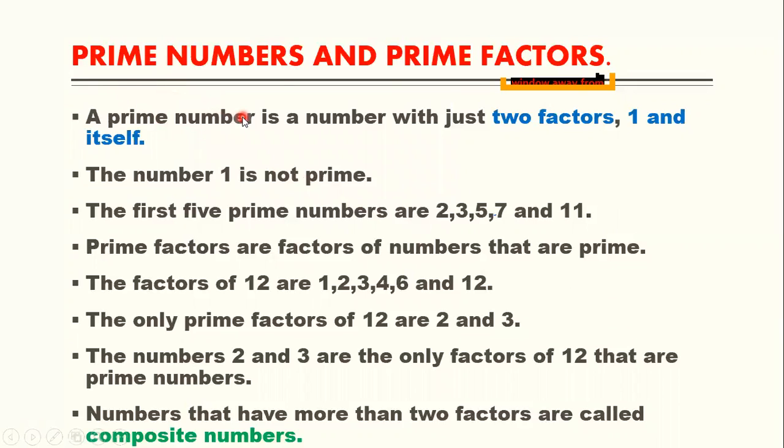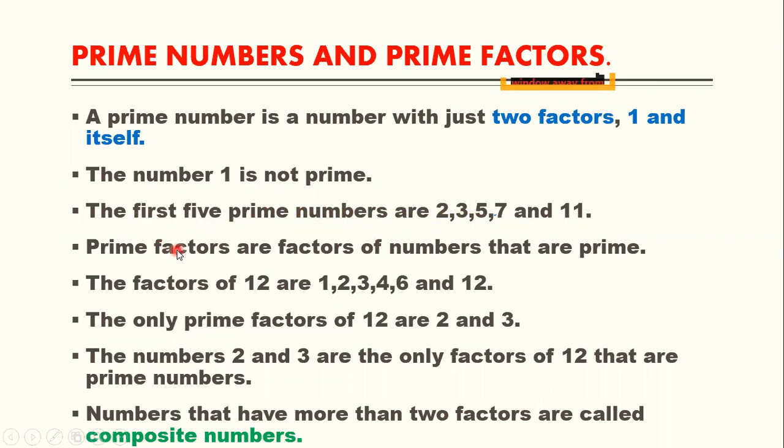Then prime numbers are numbers which have only two factors, 1 and itself. So a number like 1 is not a prime number because it has only one factor. If you were to list the factors of 1, it is only 1. The first 5 prime numbers are 2, 3, 5, 7, and 11. So prime numbers have only two factors, 1 and itself.